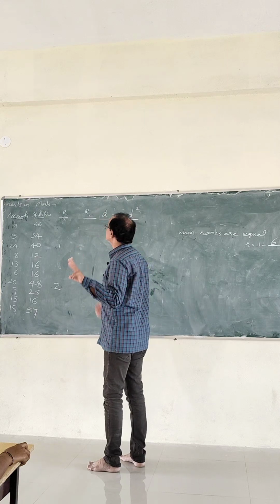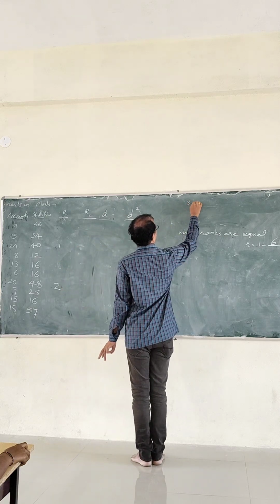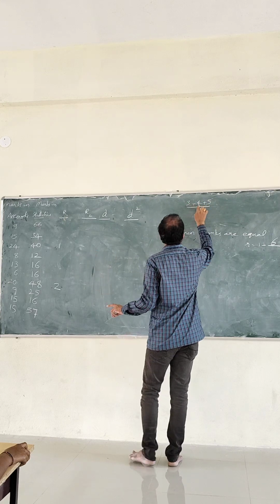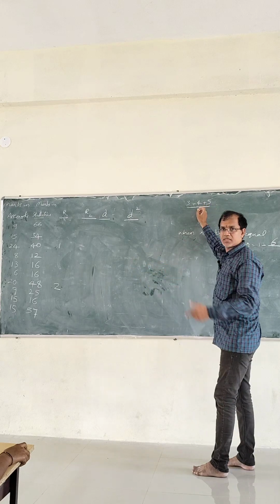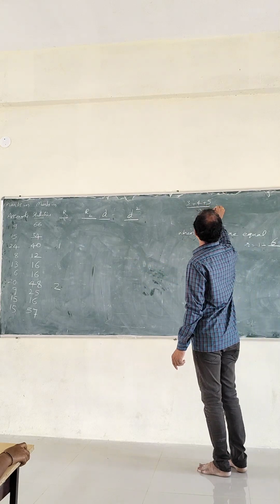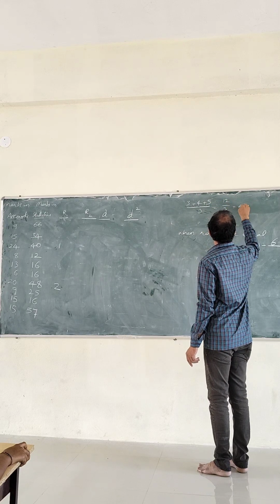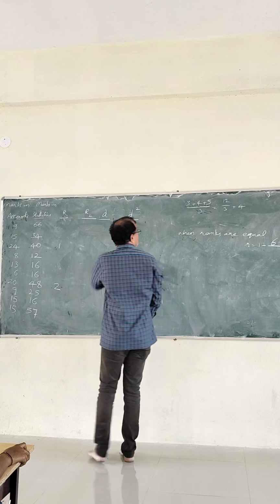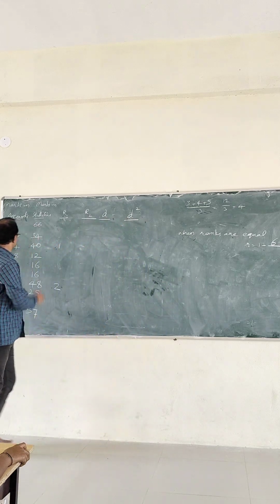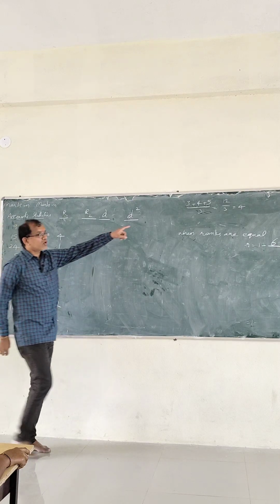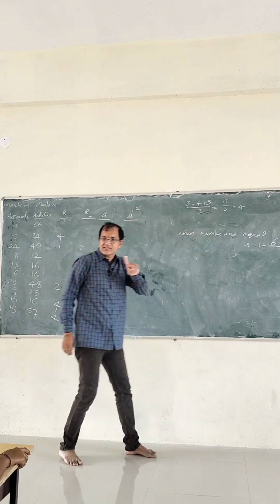3, 4, 5. By average means? By 3, the number of numbers that we have taken. 3 plus 4 is 7, 7 plus 5 is 12, 12 by 3 is 4. So the same 4th rank we have to add to this one, and again here also, and here for 15 also. So 3, 4, 5, 3 ranks are over. Next rank is 6.